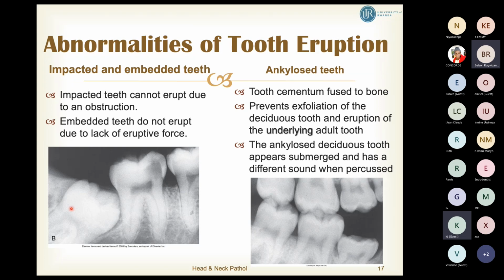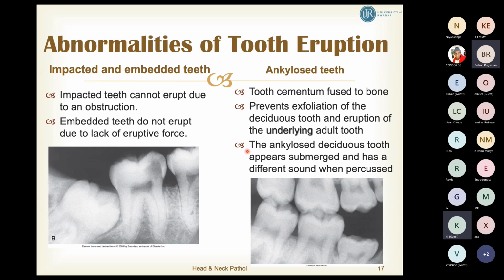Better when you see it, when you diagnose, you suspect it, you do a radiograph. If it is confirmed that it is there but not erupted, better to remove it. So for ankylosed teeth, or if there is an obstructing thing, then you can remove that obstruction so that the tooth can erupt.